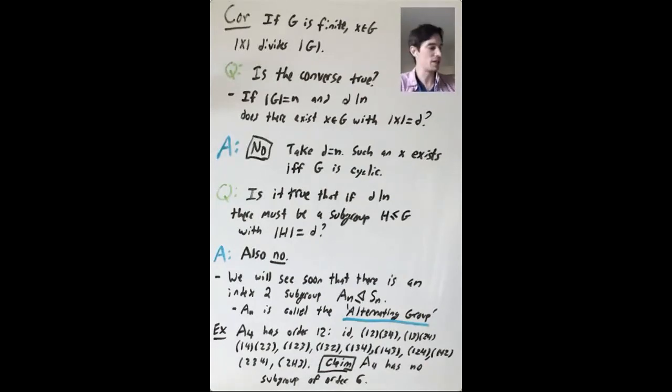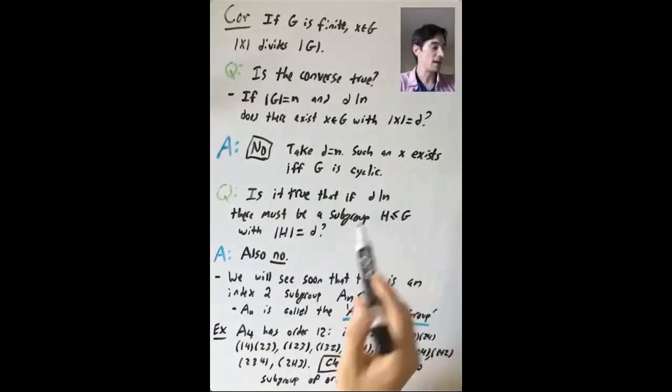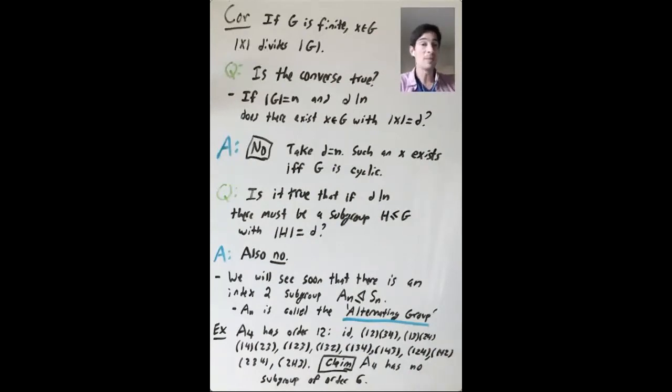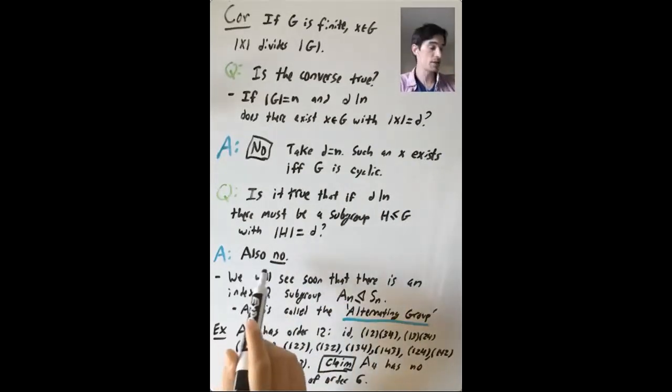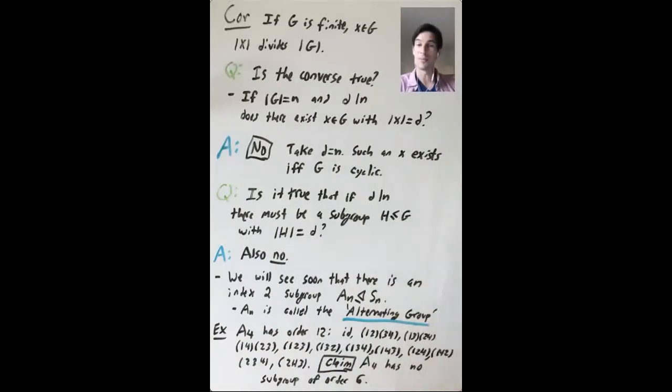Okay, a more interesting question is: is it true that if d divides n, then there has to be not an element of order d, but a subgroup, not necessarily cyclic, of order d? The answer here is also no, but it's a little harder to come up with an example. So we'll see soon, in maybe 3 lectures after this one, that there's an index 2 subgroup of the symmetric group Sn called An. So Sn has size n factorial, An has size n factorial over 2.